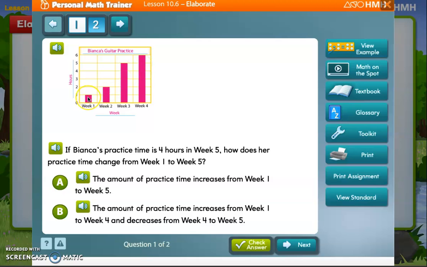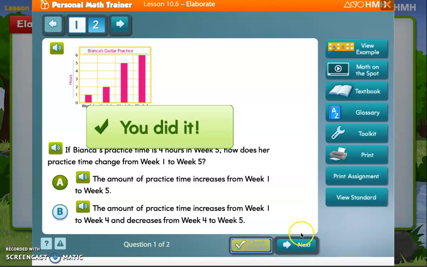So we can say that the amount of practice time increased from week 1 to week 4, but then decreased from week 4 to week 5. You did it!